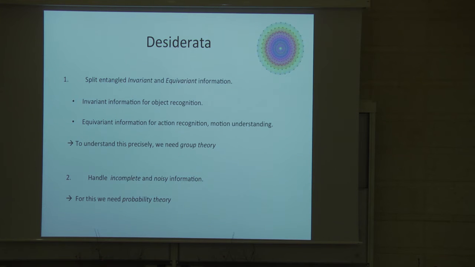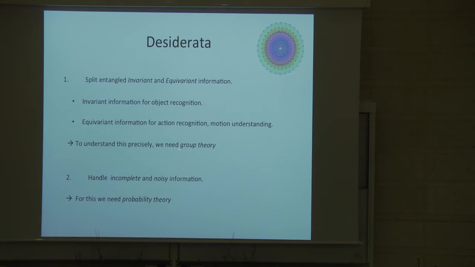And so the path that we were on is we say, okay, we really want to split the information into these two streams, which is also well known in computer vision. We want invariant and equivariant transformations. That is, transformations that don't change the object, and symmetries that change the object into itself. And both are interesting. One is interesting for object recognition, and the other one is more interesting for motion understanding.